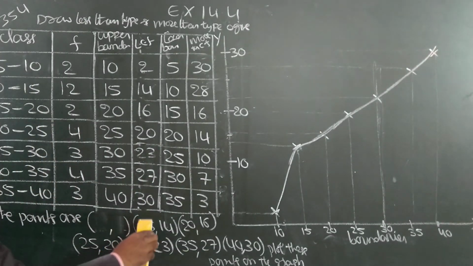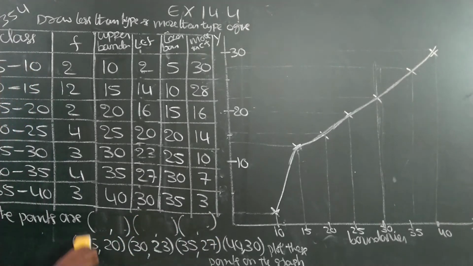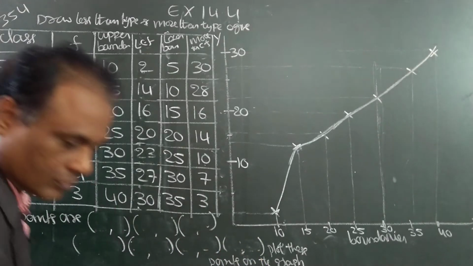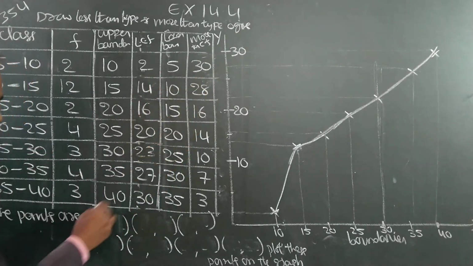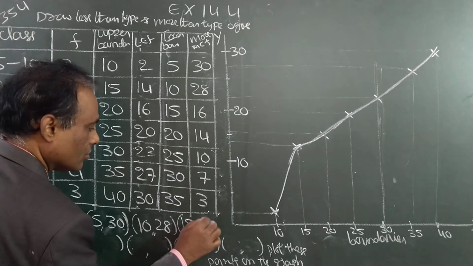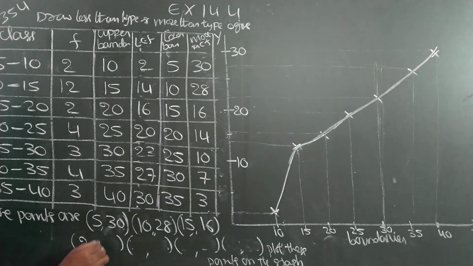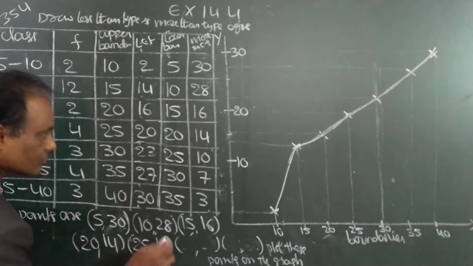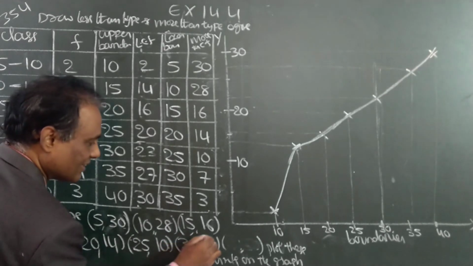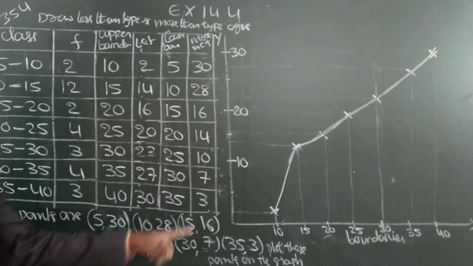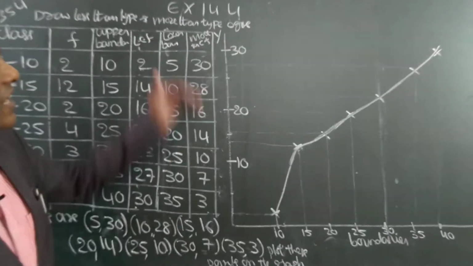What are the points we are getting? 5, 30; 10, 28; 15, 16; 20, 14; 25, 10; 30, 7; 35, 3. Plotting these points on the graph, we will get more than type ogive.